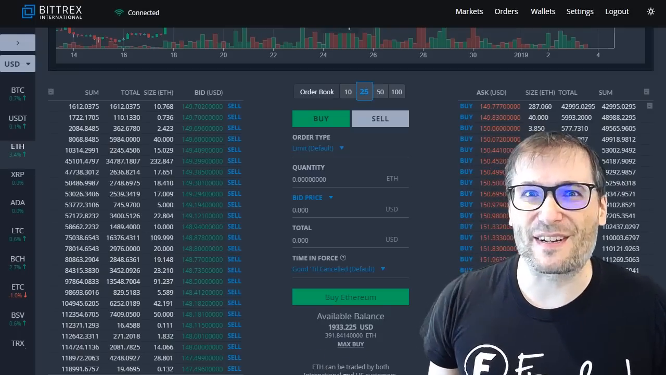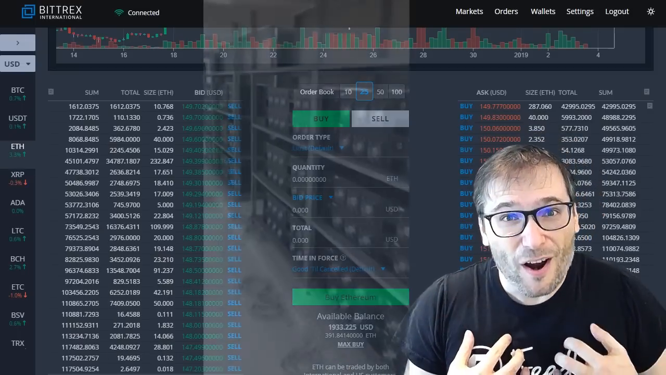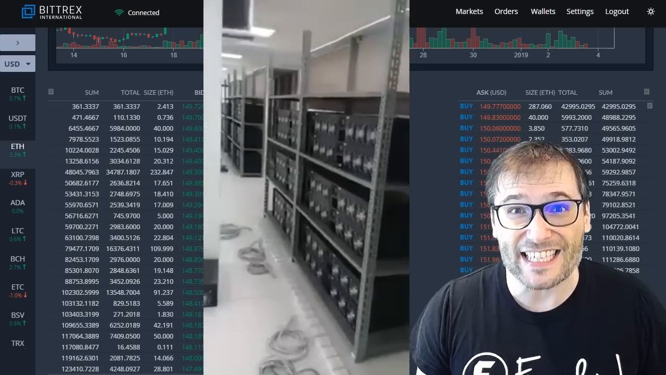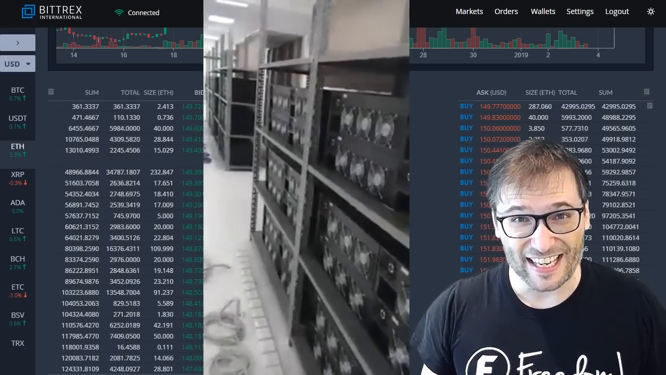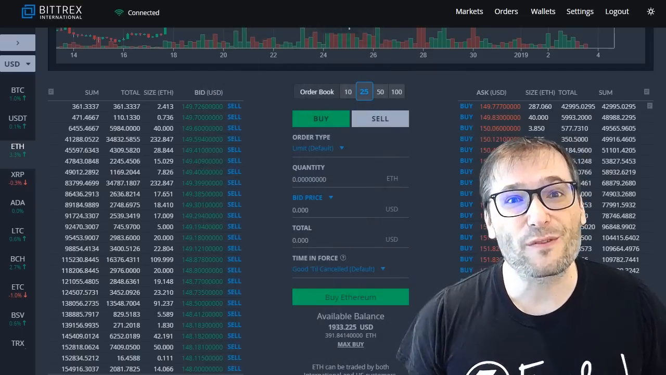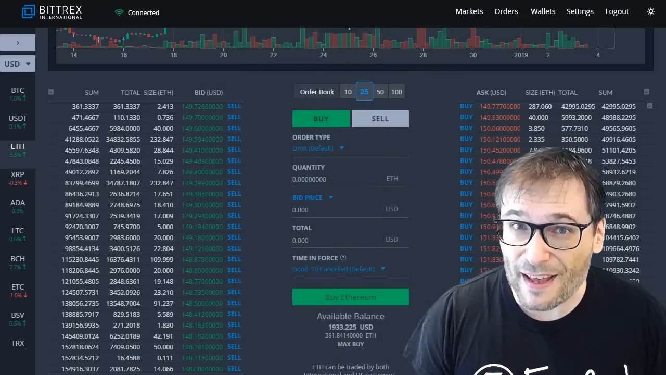Where did this 300 Ethereum come from? It's from our hardware that's mining 24/7 in Kuwait. We have 190 computers running around the clock. Each one has 9 graphics cards, and that's what generates over 200 Ethereum every month for Freedom.